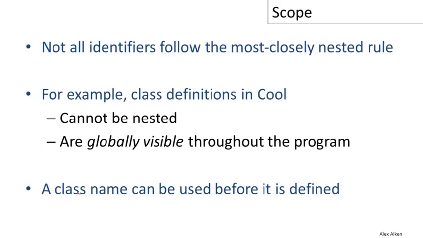Now, it's important to understand that not all identifiers follow the most closely nested rule that we outlined before. So, for example, a rather large exception to this rule is class definitions in COOL. Class definitions cannot be nested, and in fact, they are globally visible throughout the program. And what does that mean? That means that a class name is defined everywhere. If it's defined anywhere in the program, that class name is available for use anywhere in the program. And in particular, a class name can be used before it is defined.